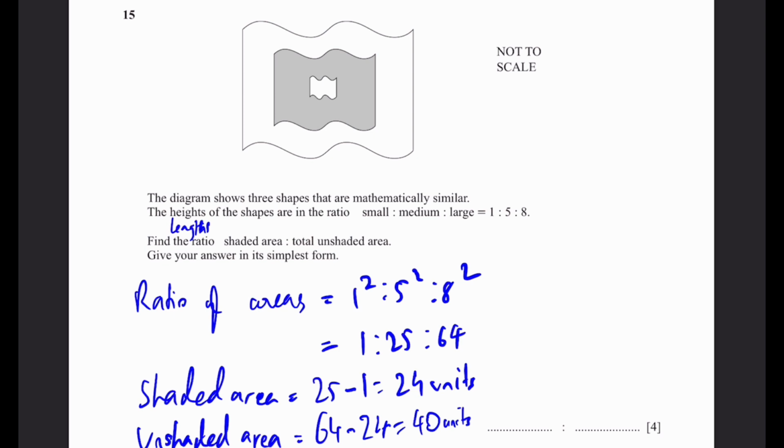So that means the ratio is equal to 24 is to 40, which is equal to 3 is to 5. That's the answer.